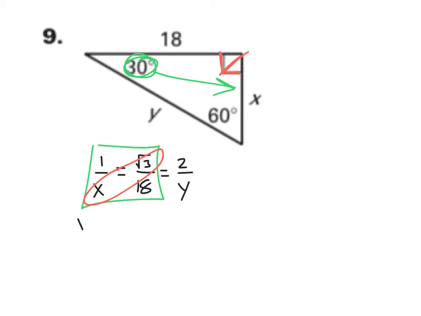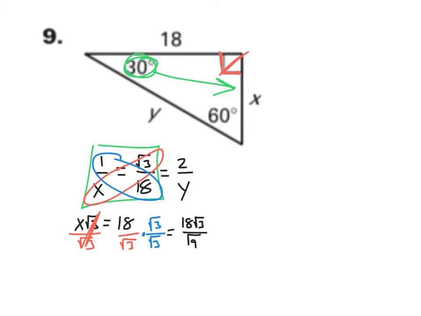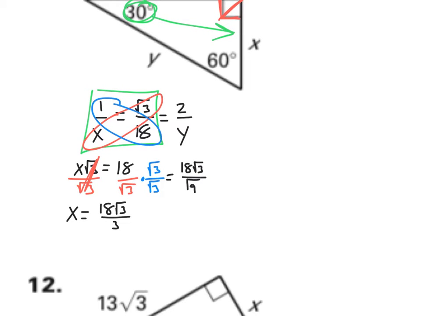Cross multiply. x times the square root of 3 equals 1 times 18. Divide by the square root of 3 on both sides. And again, this is a situation where I need to rationalize. So I'm going to multiply top and bottom by the square root of 3. And what I end up getting here is 18 square root of 3 over the square root of 9. So that means x equals 18 square root of 3 over 3. But I'm not done there, because I can actually simplify that down. 3 goes into 18 6 times. So x equals 6 square root of 3.